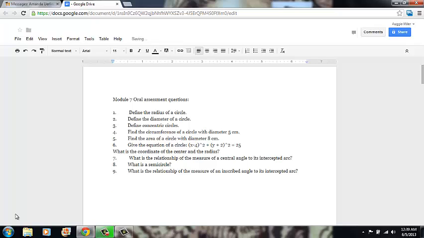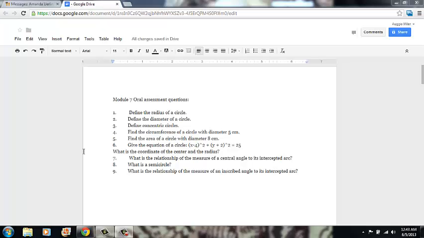Problem 7, what is the relationship of the measure of a central angle to its intercepted arc? They are exactly the same, because if it's a central angle, the angle measure is going to be exactly the measure of the arc. A semicircle is an arc that's half a circle, so an arc measuring 180 degrees.